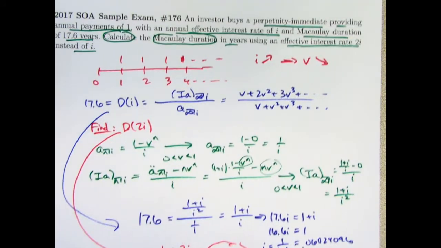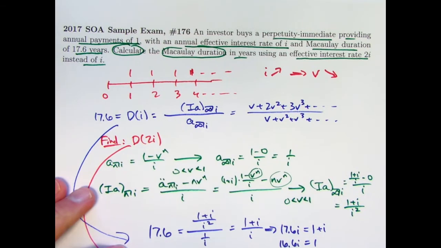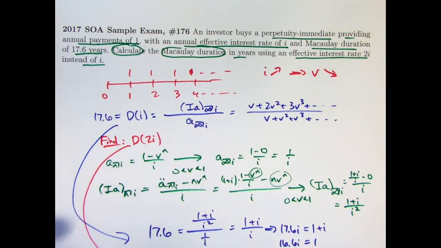Okay, so again, here is the problem statement. But more importantly, realize that as the interest rate goes up for a given annuity like this, a perpetuity in this case, the Macaulay duration is going to go down.